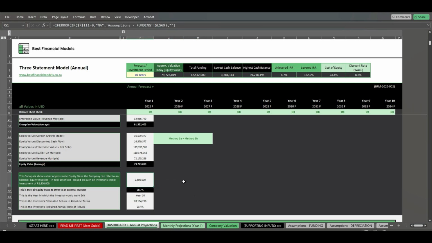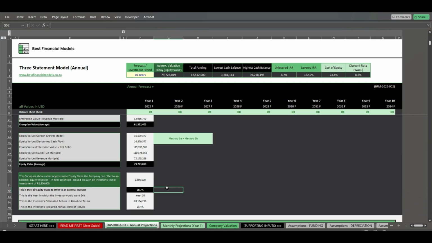In this instance, you want to know, listen, based on my projections for 10 years and the valuation of the company, how much do I need to offer for equity? Somebody comes to me and they say, listen, we want to give you $2.8 million US for 50% of your business. This will tell you, listen, 50% is too much. A fair value is closer to 29%.